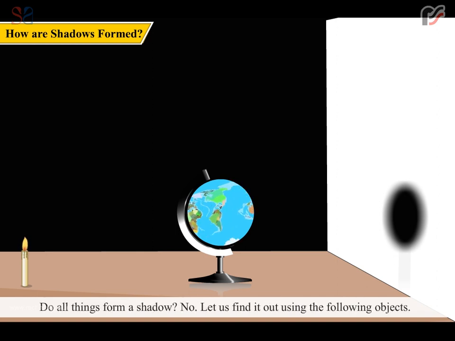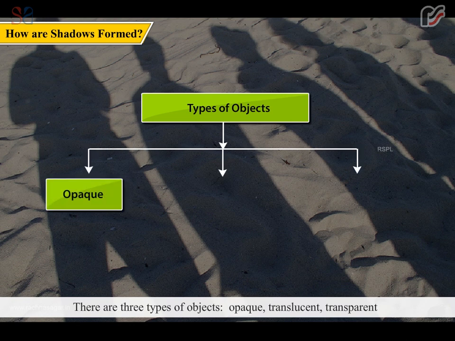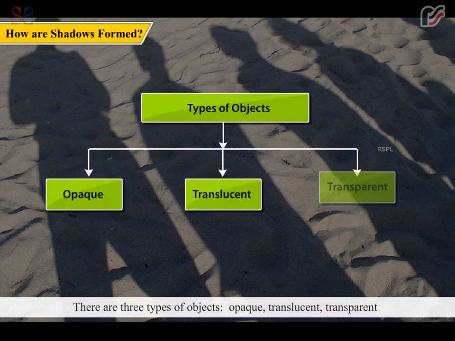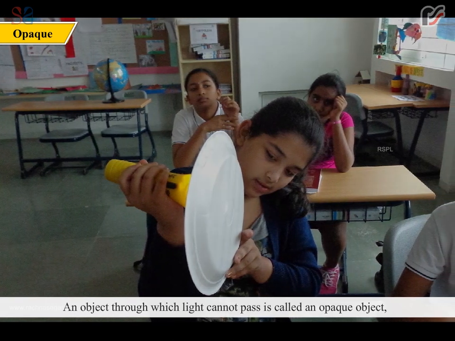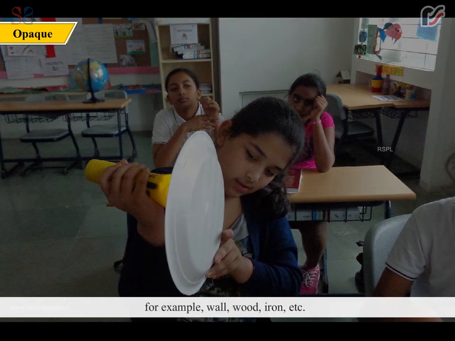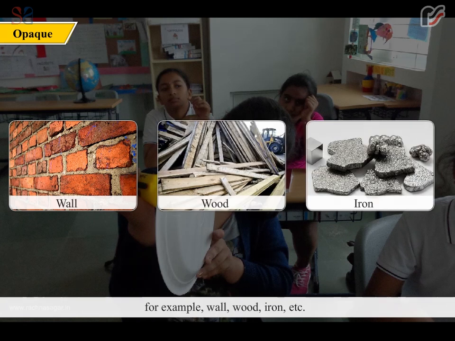Do all things form a shadow? No. Let us find it out using the following objects. There are three types of objects: opaque, translucent, and transparent. An object through which light cannot pass is called an opaque object. For example, wall, wood, iron, etc.